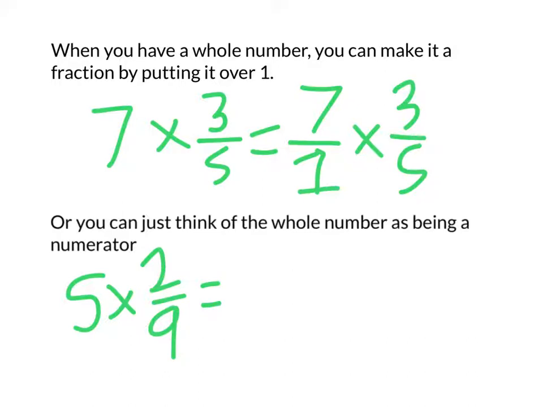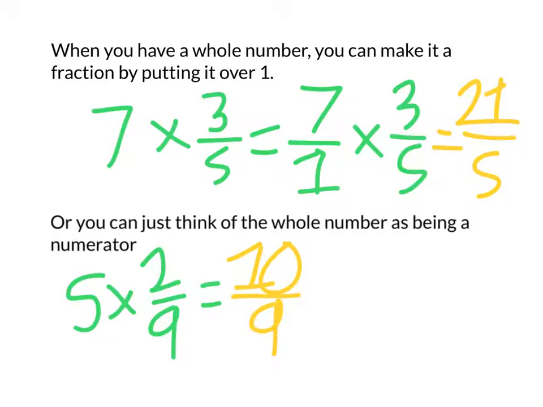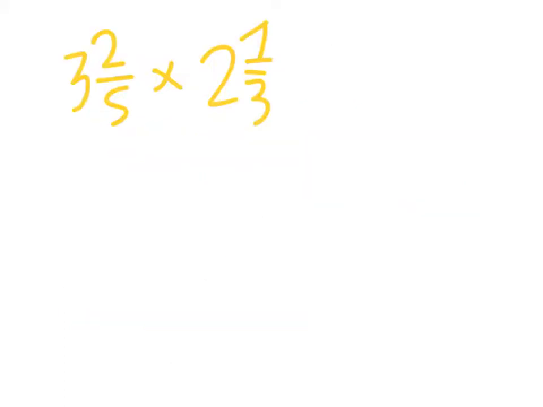When you have a whole number, like 7, you can make it a fraction by putting it over 1. So we put the 7 over 1, and 7 times 3/5 becomes 7 over 1 times 3 over 5. And then we multiply the 7 and 3 to get 21, and the 1 and 5 to get 5, for a final answer of 21 over 5. Or we can just think of the whole number as being a numerator, so we take 5 times 2, which is 10, and we put that over the 9, which gets us a final answer of 10/9, which can't be simplified.